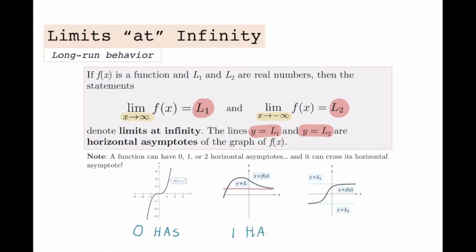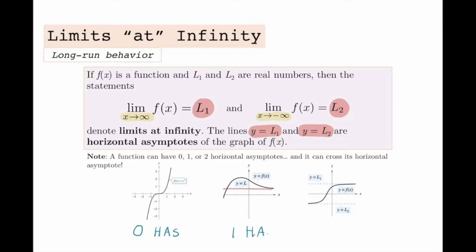In fact, there are examples of functions that cross their horizontal asymptote an infinite number of times. If we have a function that oscillates like this, but it's oscillating slower and slower, and it just sort of hovers around this y value, then it will continuously cross it, but it will be approaching a y value. We won't see functions that look like that, but they do exist.